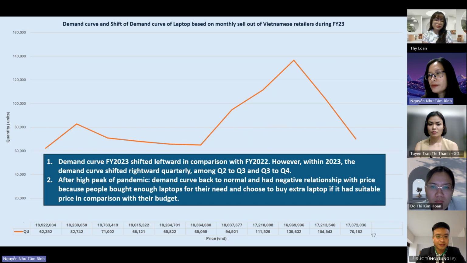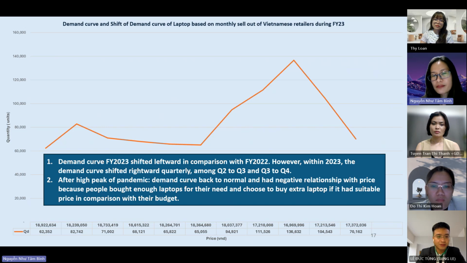Since Q3, retailers tried to push demand by decreasing price, and demand drastically increased. So there were 2 points we can conclude here. The first one is that the demand curve of 2023 shifted leftward in comparison with 2022. However, within the year, the demand curve shifted rightward quarterly, from Q2 to Q3 and from Q3 to Q4.